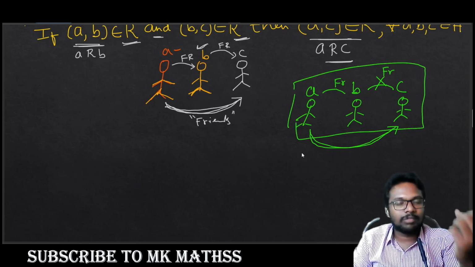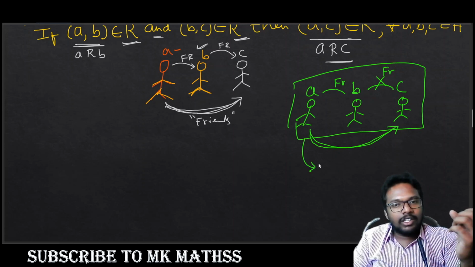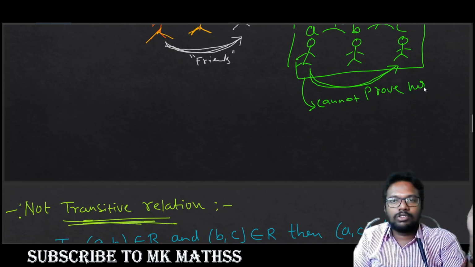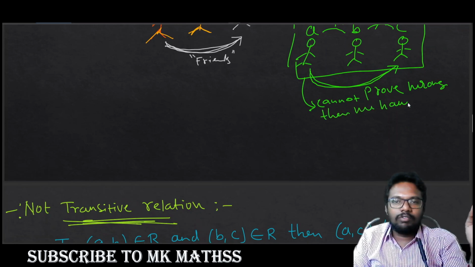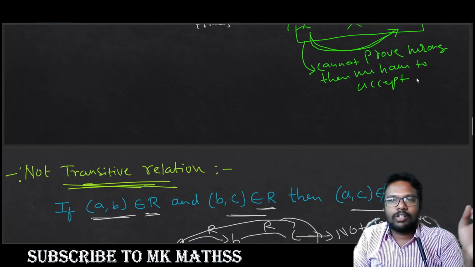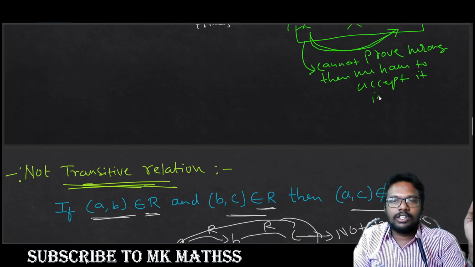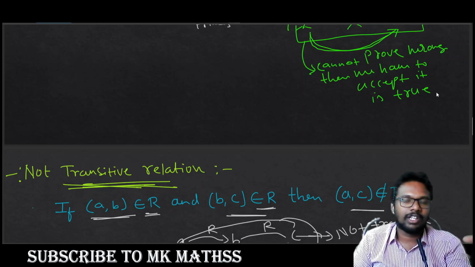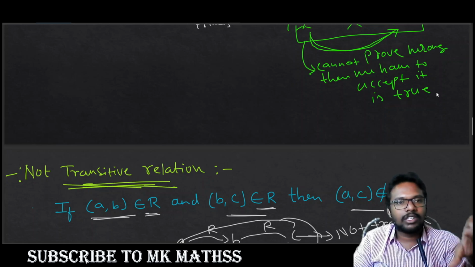This is a transitive relation because in maths, if we can't prove it wrong, then we have to accept it as true. This is vacuously true. We call it vacuously true. Vacuously true means when we can't decide anything negative, then we have to accept it as positive.